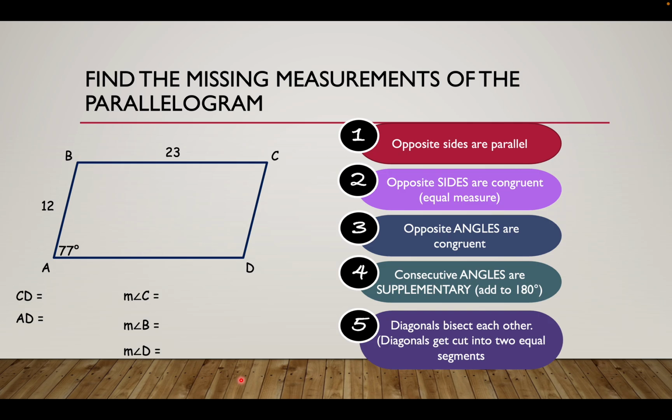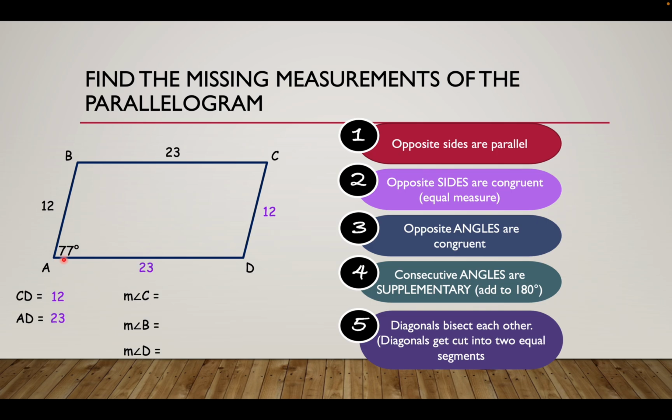Okay, if we need to find the missing measurements of the following parallelogram, I know side AB is 12, opposite sides are congruent, therefore CD would have to be 12. We can apply that same property for AD, it would have to be 23.